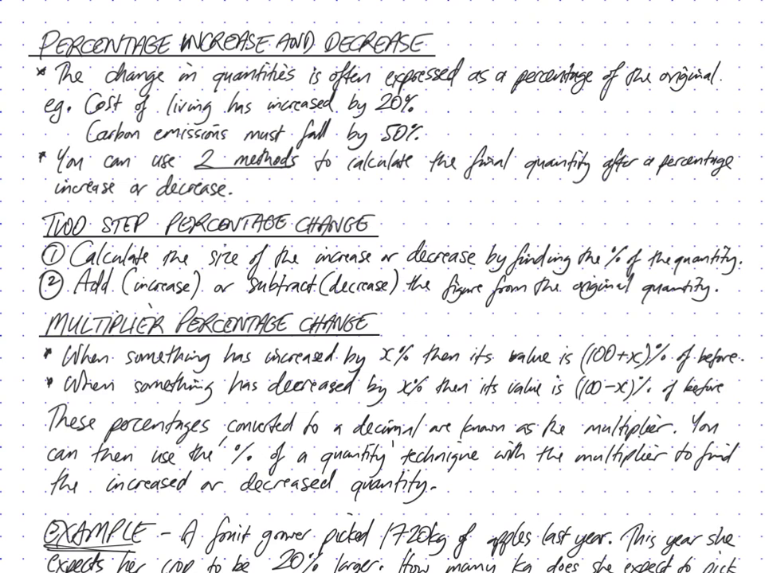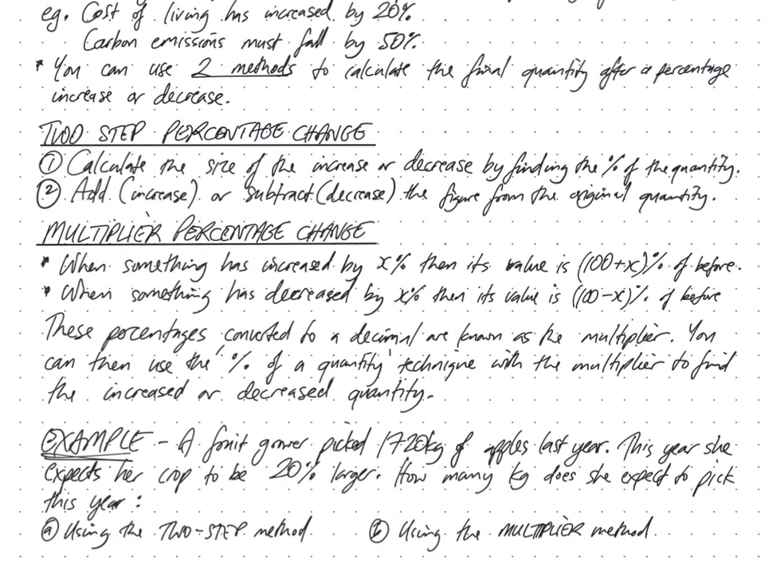Okay? Now you can use two methods to calculate the final quantity after percentage increase or decrease. So I'm going to show you these two methods. One is a two-step percentage change that involves two steps. One, calculate the size of the increase or decrease by finding the percentage of the quantity, which we've done before. Then after you know what the percentage of the quantity is, you add that when it's an increase or subtract that when it's a decrease from the figure of the original quantity, and that tells you what it's going to end up at once it's increased or if it's decreased.